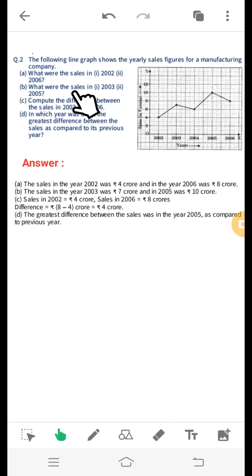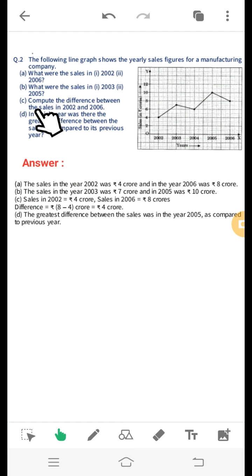B. What were the sales in 2003 and 2005? So check in 2003, it's 7. In 2005, it's 10 crore. The sales in the year 2003 was rupees 7 crore and in 2005 was rupees 10 crore.